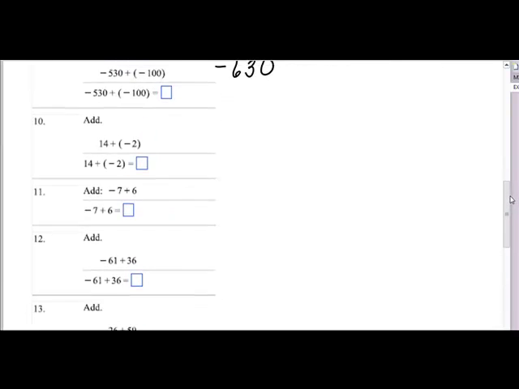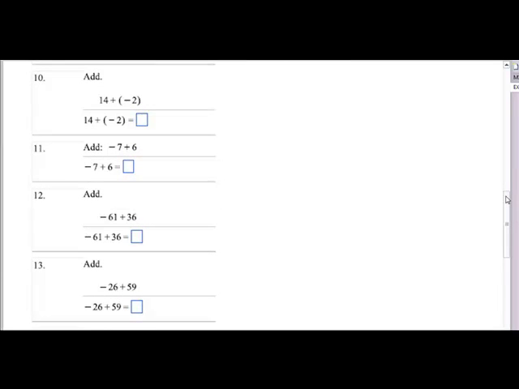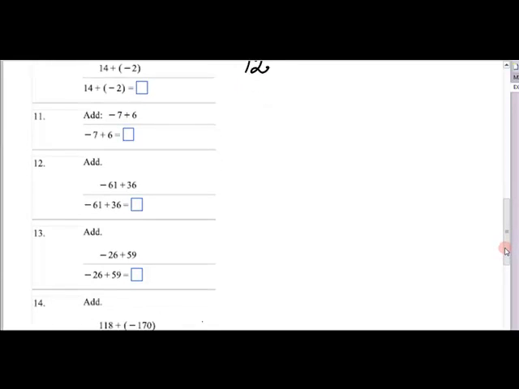Let's see. Number 10. +14 plus -2. Opposite directions means you're going to end up subtracting. 14 minus 2 gives me 12. The bigger number was positive, so it's +12.